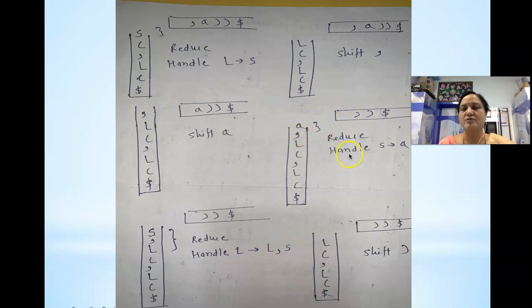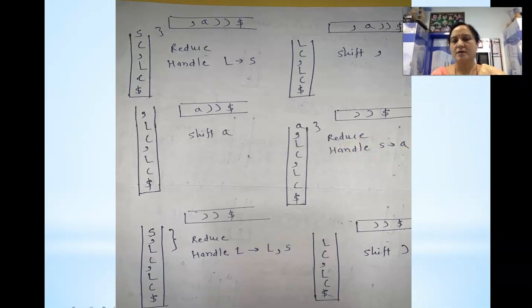Now A is a handle because we have a production S tends to A. So now A is reduced by S. Now if you see the viable prefixes, the top of the stack L comma S is a handle here, because we have a production in the given grammar L tends to L comma S. So this L comma S we pop out from the stack and push left hand side L onto the stack. So this is nothing but the reduction. So this L comma S is removed and L is shifted onto the stack.